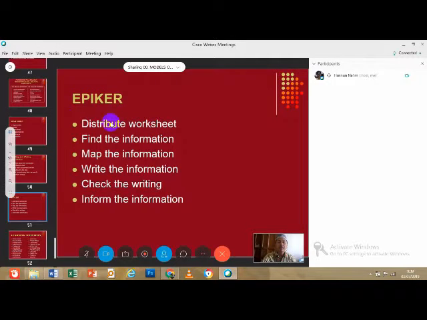Distribute the worksheet, find the information, map the information, write the information, check the writing, inform the information.